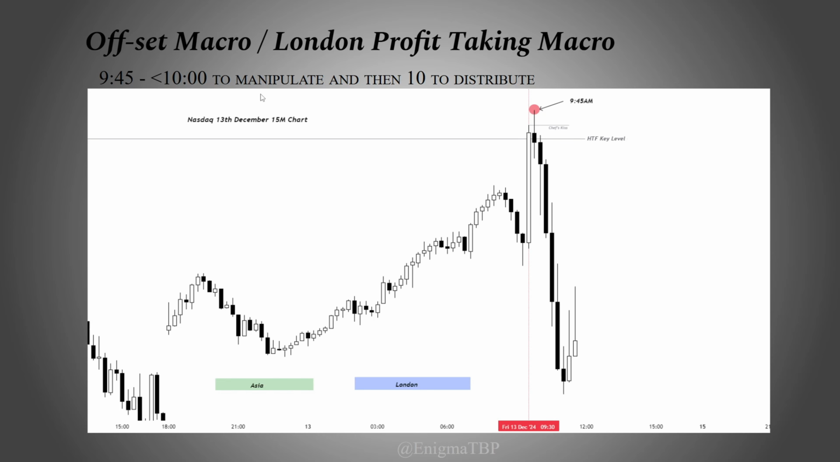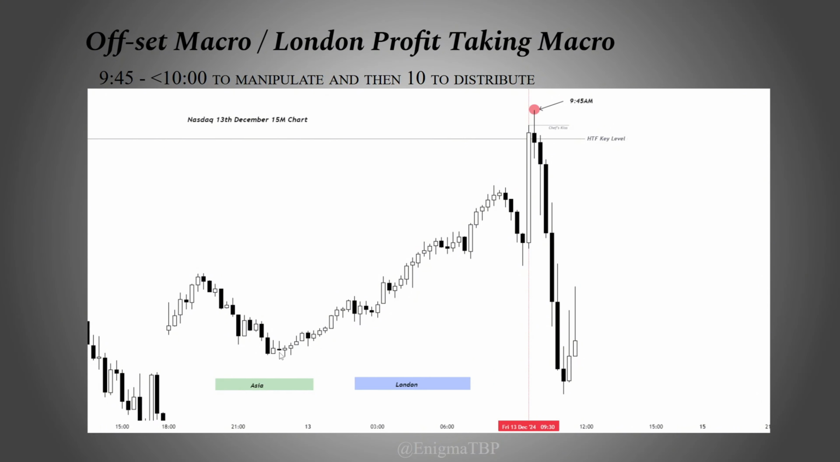So next is offset macro and London profit taking macro. This is when the high or the low of the day gets created after 9:45 but before 10. Right? So after 9:45 and before 10 we manipulate and reverse and 10 a.m. would distribute. So this is when London expands and London traders start taking profits. Normally this occurs after 9:45.